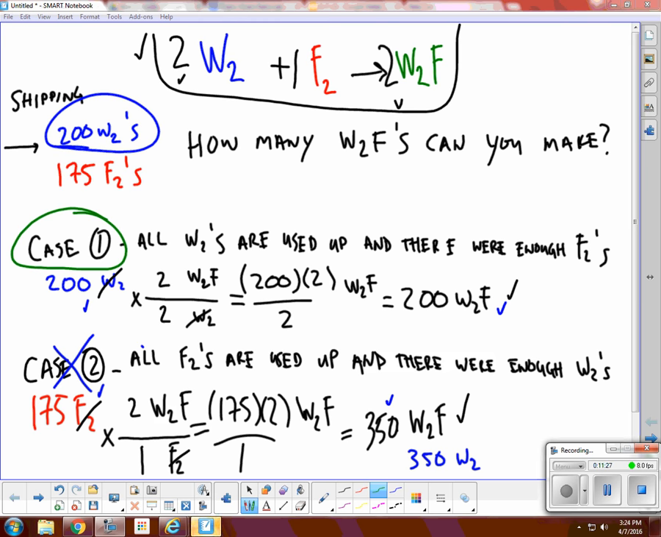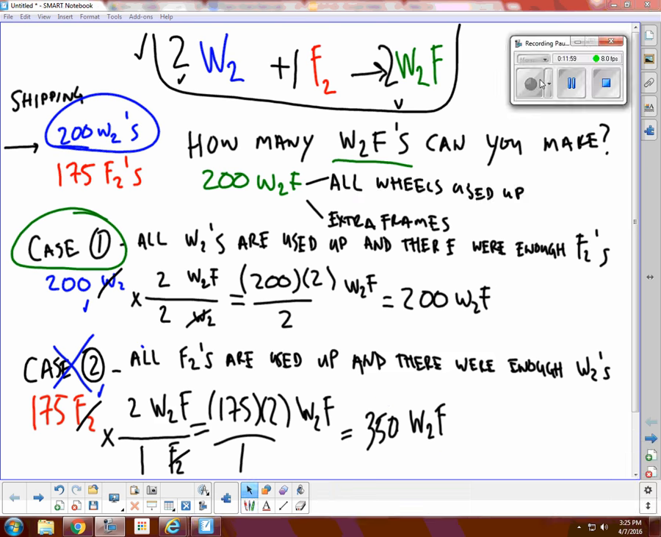We get 200 wheels, and we'll use all of the wheels up, and we'll be left over with some extra frames. So if we answer the question, how many bikes can we make? We can make 200 bikes. We'll have extra frames because we got more than we needed. But we'll use up all of the wheels.